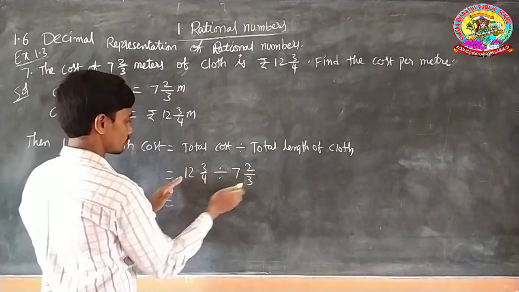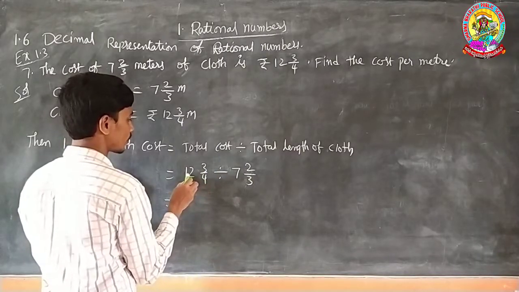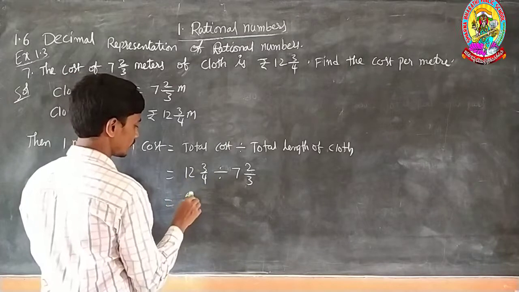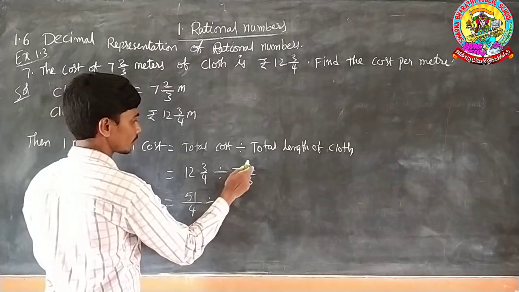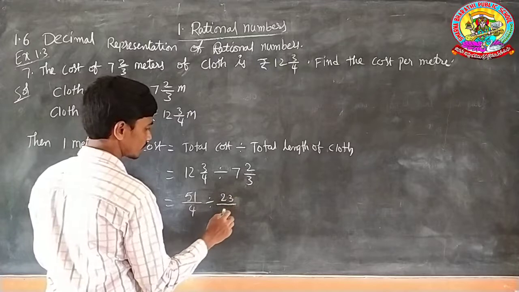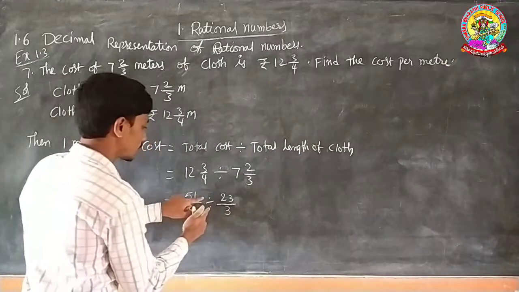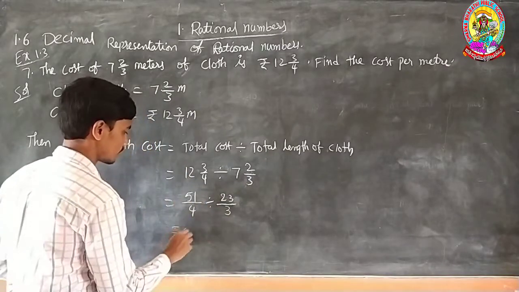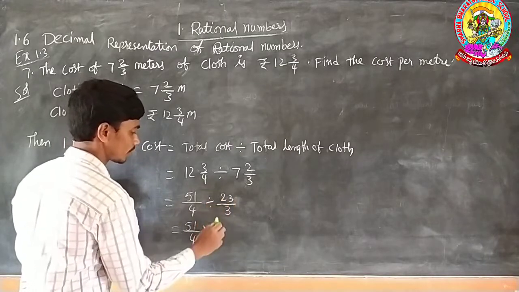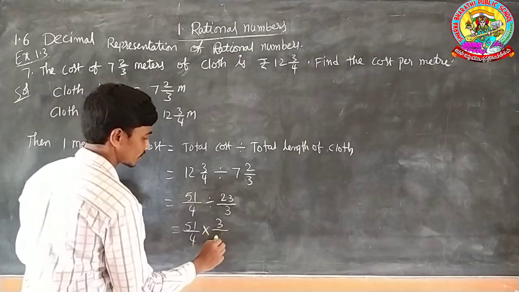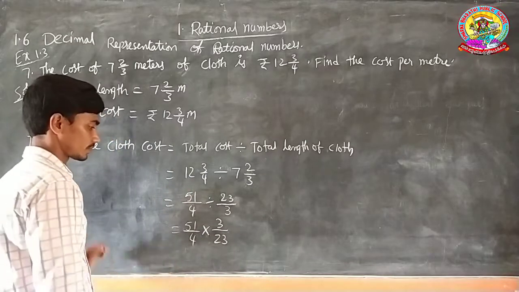Both are mixed fractions, so convert them into improper fractions. 4 12s are 48 plus 3 is 51, so 51/4, divided by 3 7s are 21, 21 plus 2 is 23/3. So here you want to convert the division into a product by simply writing the reciprocal of 23/3. That reciprocal of 23/3 is 3/23, or reversing 23/3. So this is the fraction part.